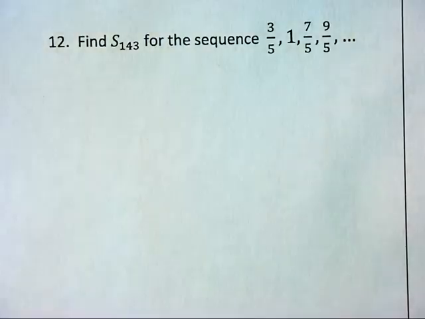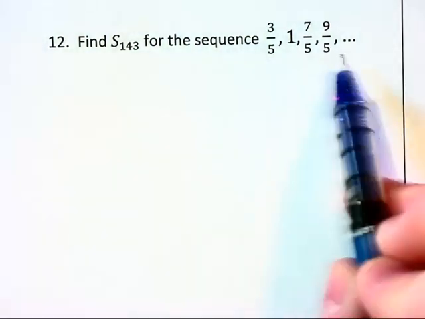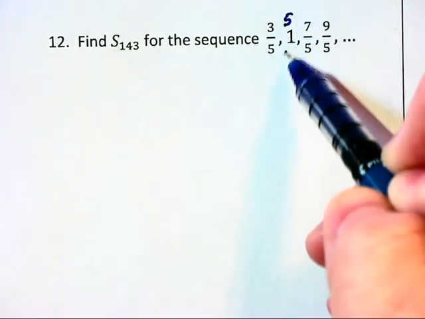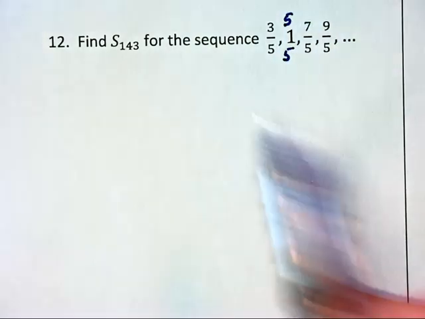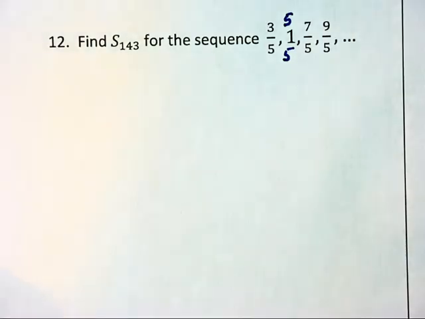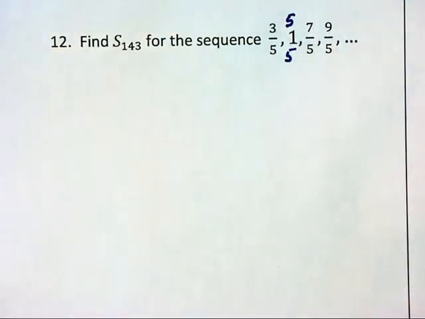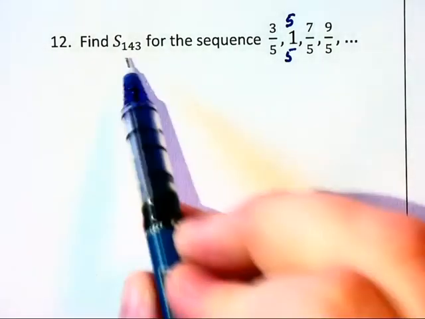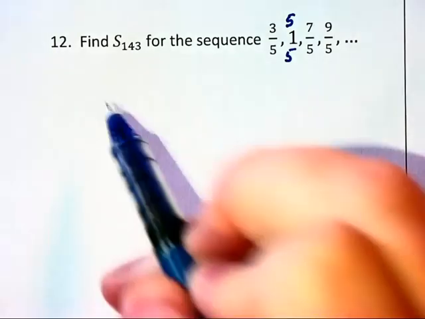Find the 143rd term for this sequence. Now notice these denominators of 5, it's almost as if we should write that 1 as a 5 over 5, and now you can see that we are adding 2/5 to go from term to term to term, and since we are adding 2/5, this is an arithmetic sequence. So we probably want to find out what the 143rd term is.